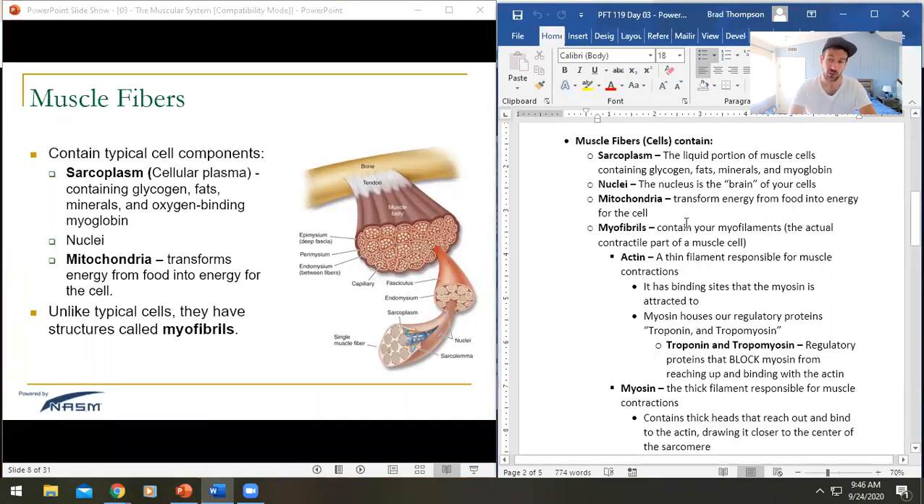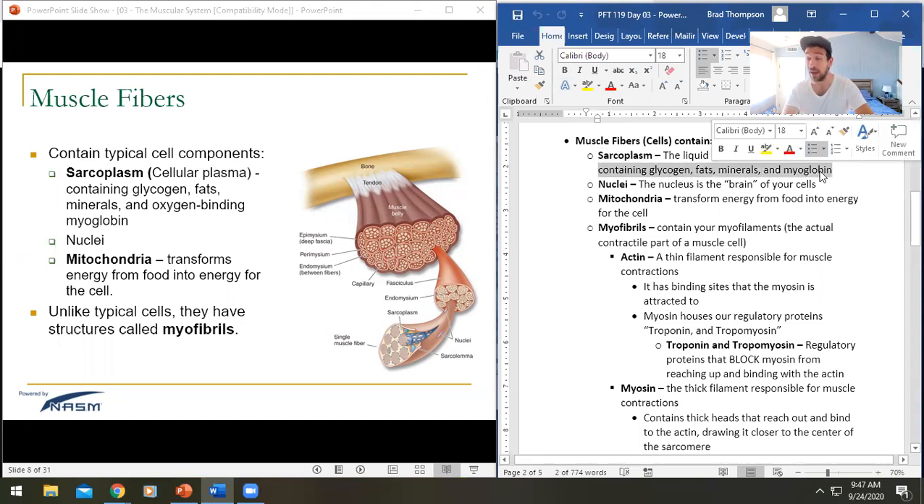So let's go ahead and go through all of the components that you're going to find that are slightly special inside of a muscle cell, compared to a normal cell. Remember earlier I mentioned the fluid, the wet soupy mixture inside your cells. That's called your cytoplasm in a normal cell. In a muscle, we're going to call that the sarcoplasm. Sarco for flesh. So it's the flesh fluid. Gross. So that's the liquid portion of your muscle cells. It's going to have some glycogen in it. It's going to have fat, minerals, things like myoglobin, right? Myoglobin is that special protein that carries oxygen in muscles, instead of hemoglobin, which is the special protein that carries oxygen in blood cells.